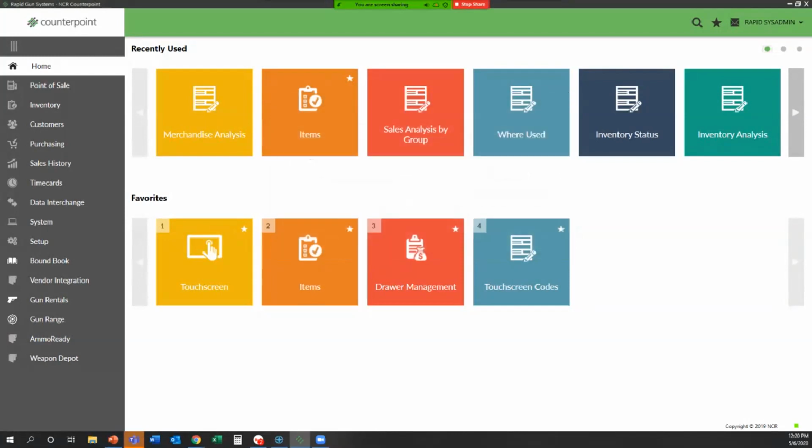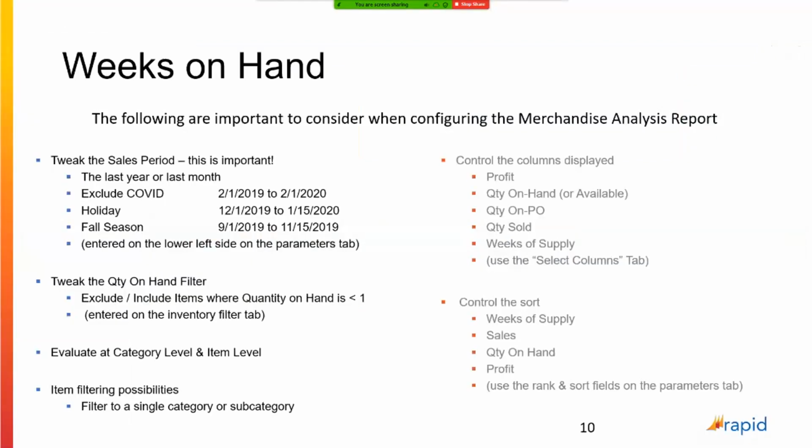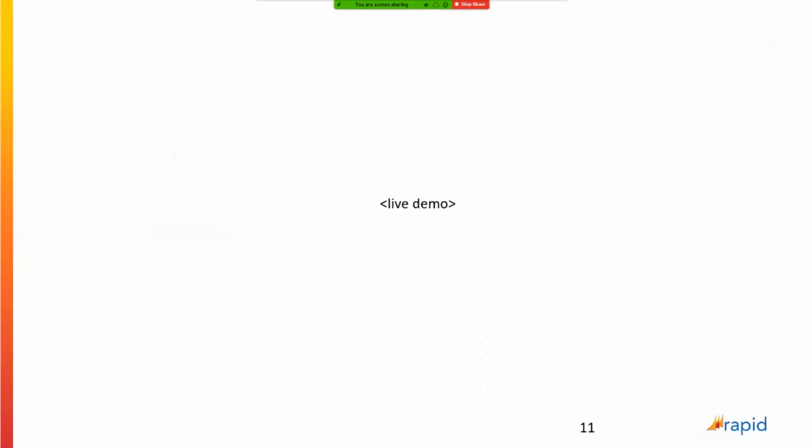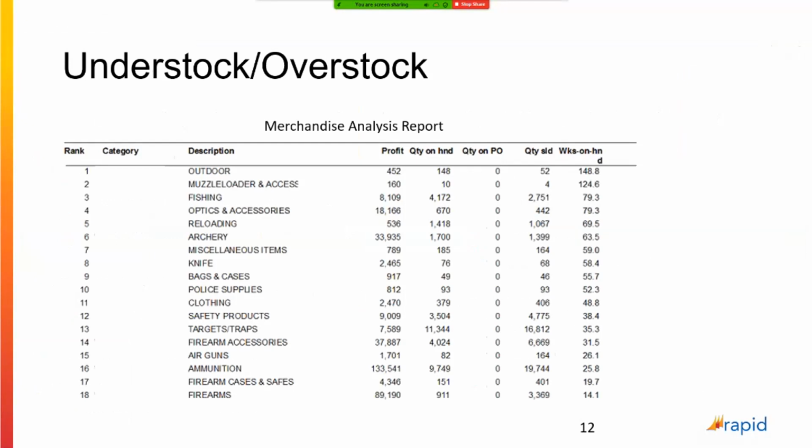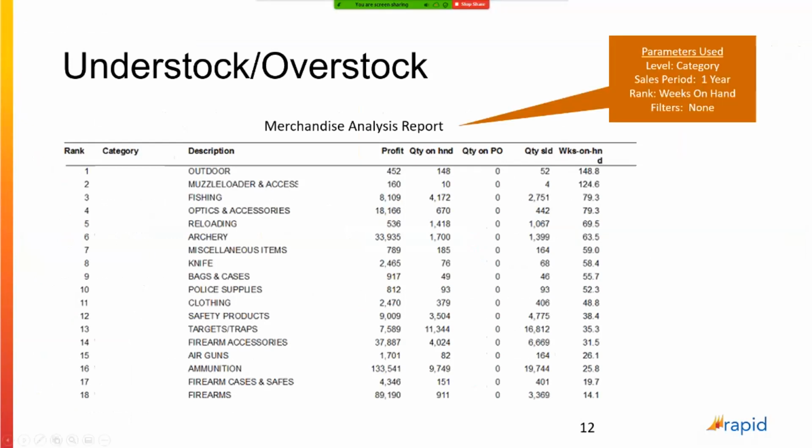So I'm going to pop back to my presentation now. And what I want to do is show 3 or 4 different examples of the merchandise analysis report, just to show you how different it can be used. So this first one, I ran at a category level. And I ran it for a whole year. The sales period was a whole year. I did the rank, meaning I sorted it by weeks on hand, and I didn't apply any filters.